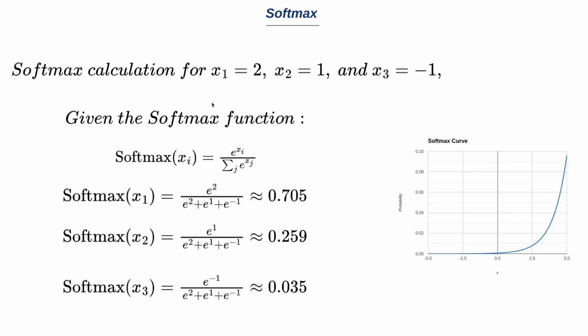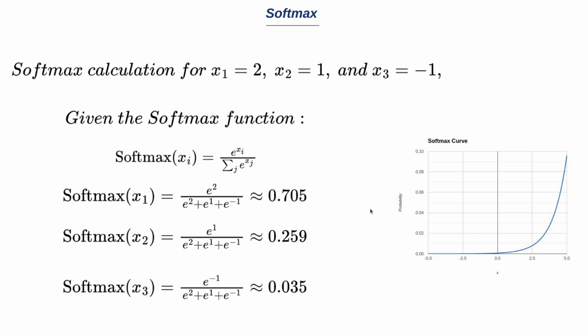So here we can clearly see that when we have a larger positive number, so comparatively 2 is a larger number compared to 1 and minus 1, that gives you the largest probability. And when you sum it up you will get the value 1. So you can say that x1 is the class that particular data point belongs to. And yeah, so this is about softmax.